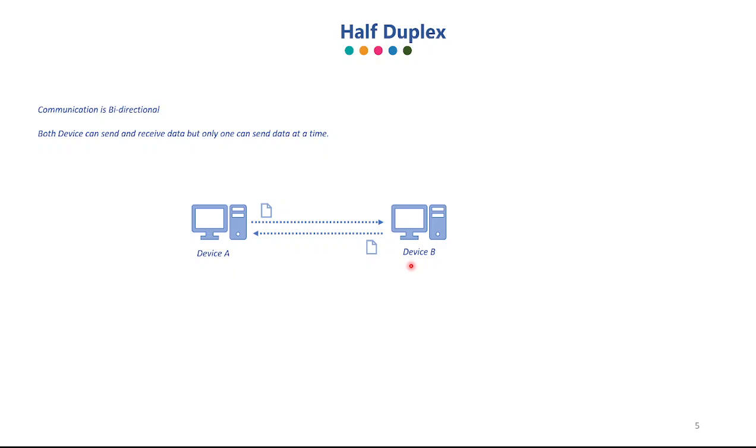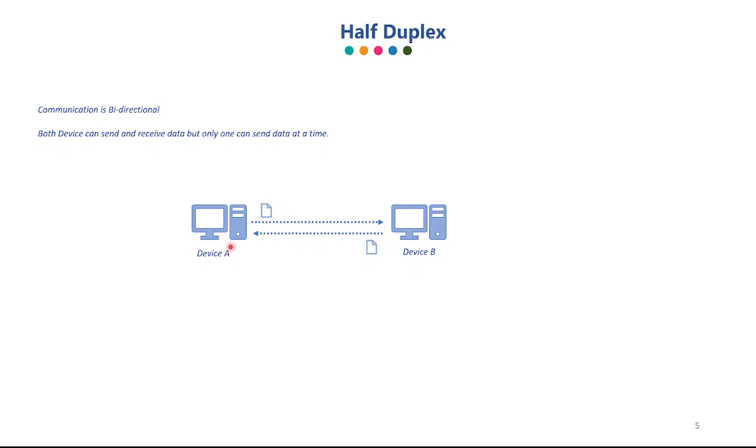The second type is half duplex. Half duplex is bidirectional, which is better than simplex, and is widely used as well. Both devices A and B can send data and share data among each other, but only one device can send the data at a time. Meaning, if device A is sending some data, device B will be in the receiving state. It won't send anything. Once device A completes the sending process and keeps quiet, in the idle state, B will start sending the data, and A will become a receiver. So only one device will be transmitting and the other device will be receiving.